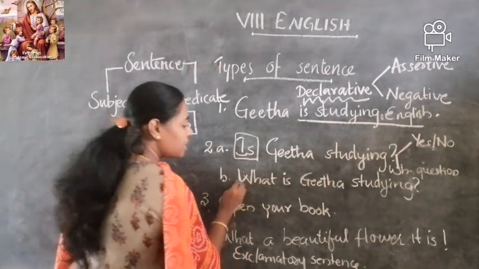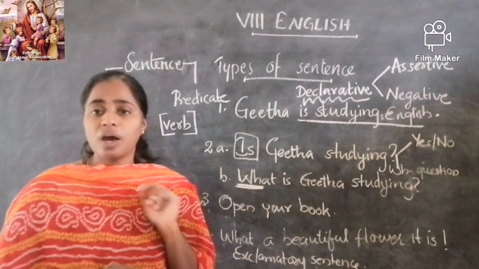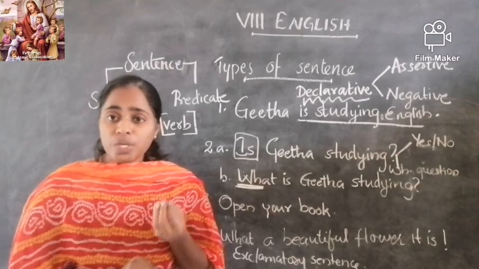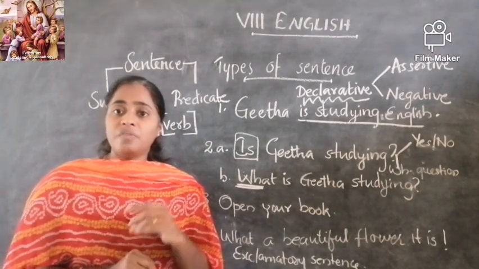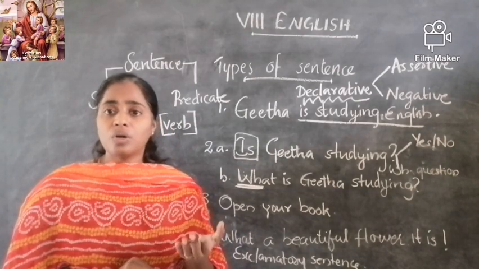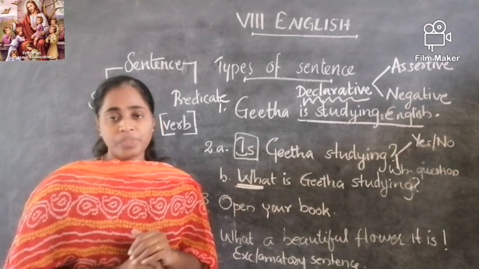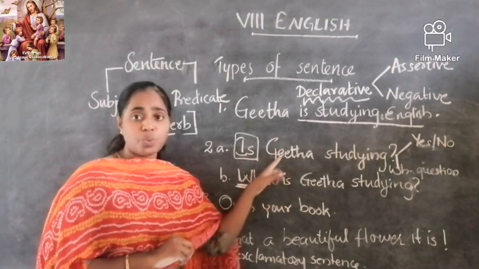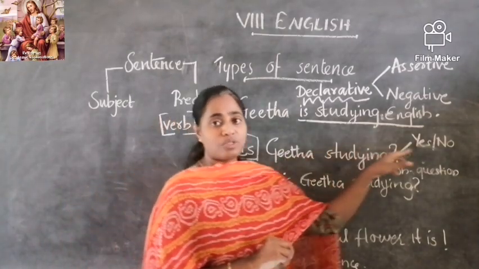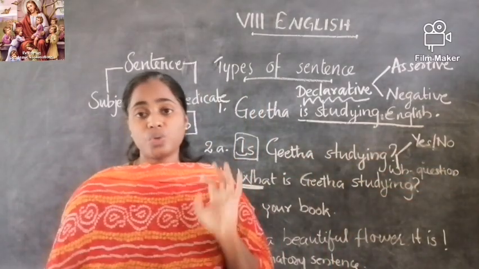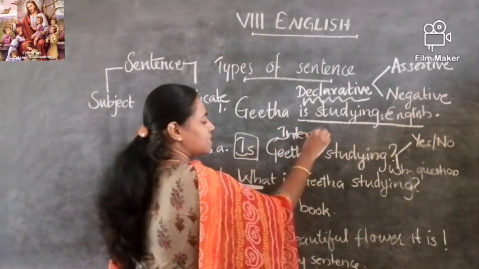Now what about this? WH questions. Sentences beginning with WH words are WH questions. What is Geeta studying? Who are you? What class are you in? What did you eat today? What did her friend bring? Why are you talking there? Where is your house? How long have you been studying in this school? These are all WH questions. I hope you have understood the difference between these two. Both are questions, but two different types of questions. One is the yes or no question, the other is the WH question. They are called interrogative sentences.